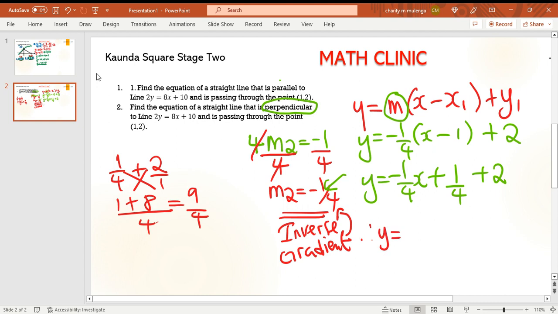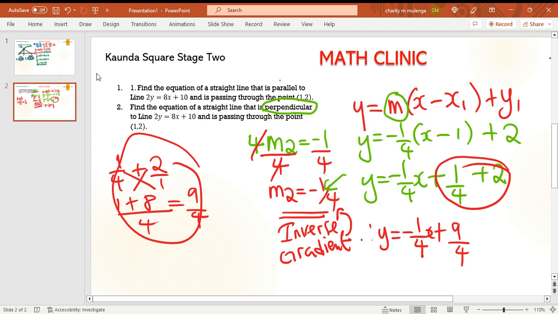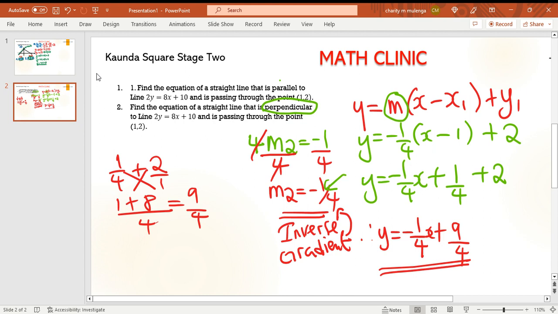Therefore, the equation that is perpendicular is negative 1 over 4 x plus 9 over 4. Remember, I was just working this out here. So that's how you work it out. You find your common denominator, cross multiply, and add the numerators. So this is the equation that is perpendicular.